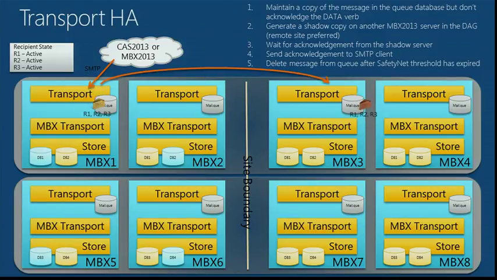So we go ahead and we route it through transport. And the first thing that we do, because this is a DAG extended to multiple sites, is we take that message and we send it over to transport on the other site, picking one of the servers at random, and it's sent over there and it's made redundant.